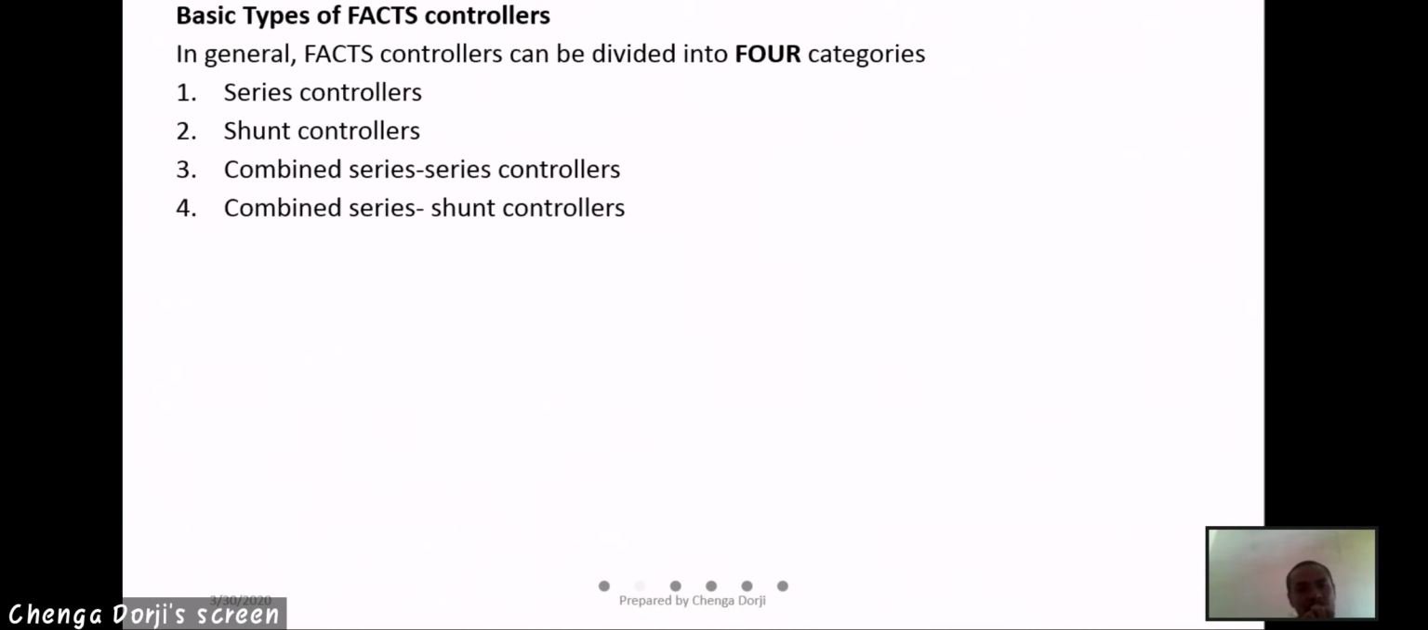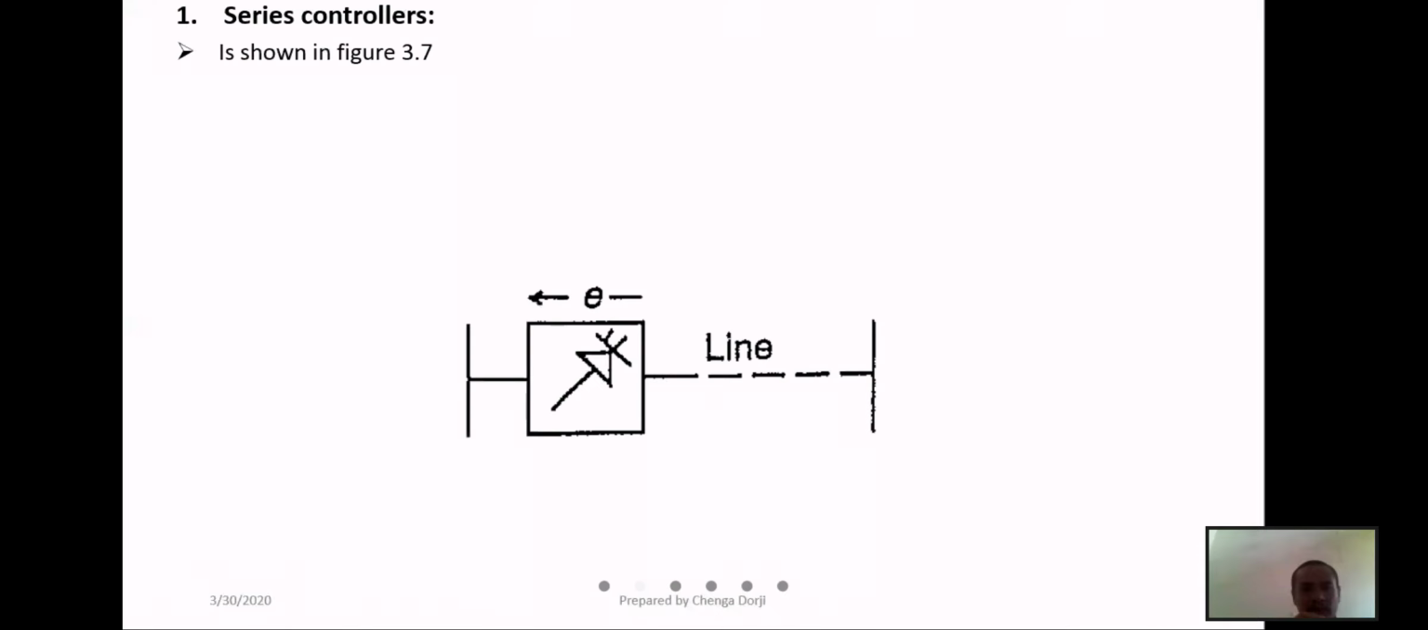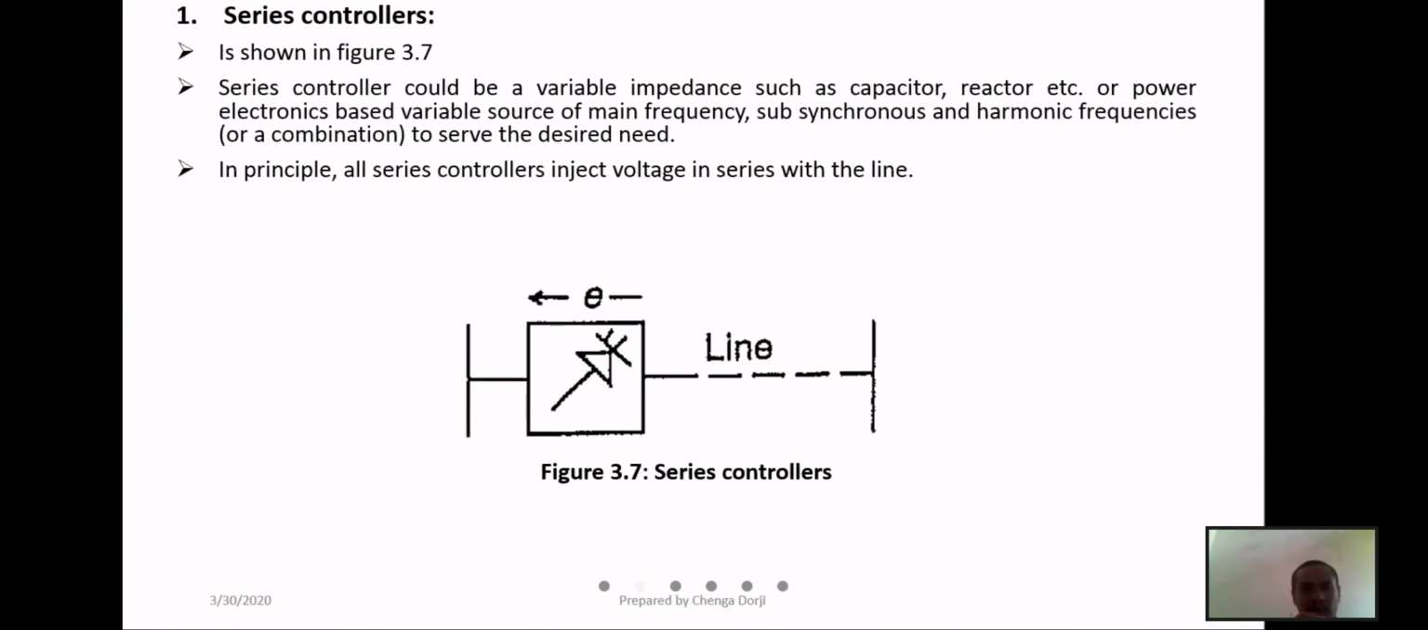Slides and the basic types of FACTS controller. Okay, so this we have studied, and you have done this one, I think. Shunt controller, have you done this one? Yes, sir. Compound, this one you have done, no? So this also done. Combined. Till where have we done combined? This one also done, no? This one done.